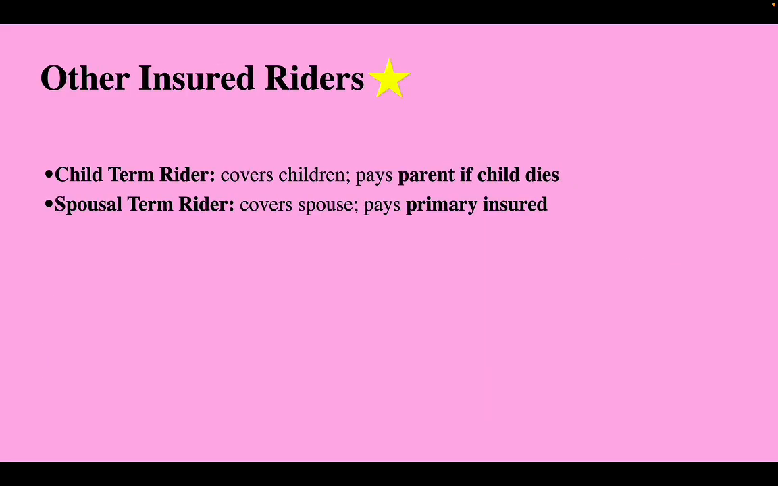Slide 8, Other insured riders. Policies can also cover additional insureds. Child term riders cover the insured's children and pay a death benefit if a child dies. Spousal term riders cover a spouse, with proceeds paid to the primary insured or policy owner.